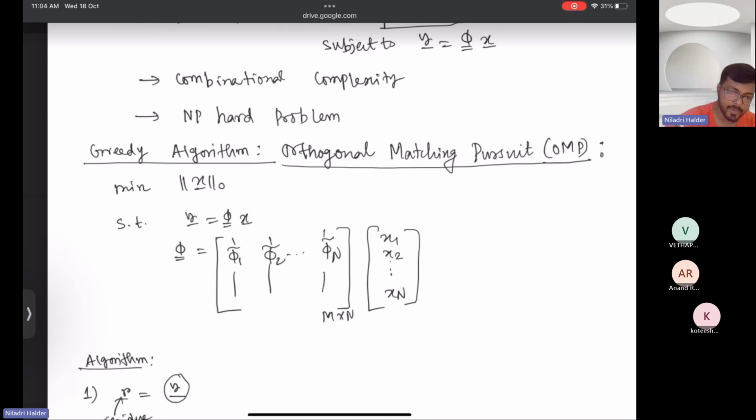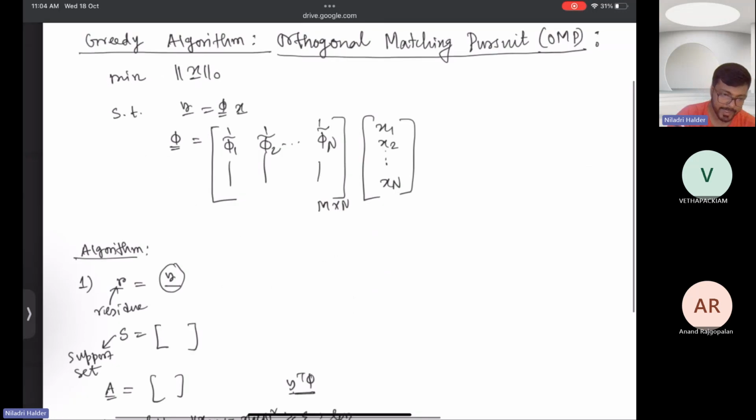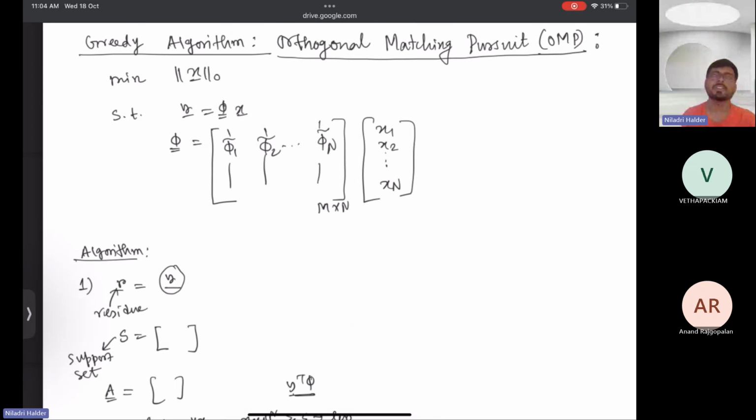One such approach is the OMP, orthogonal matching pursuit algorithm. This is a greedy algorithm. It is very simple and low complexity, but it will not give the optimal solution; its complexity is very low. So what is the OMP algorithm? It's written here. Suppose in your assignment or paper you have a question on how to find this sparse vector. Then you need to go through this OMP algorithm.